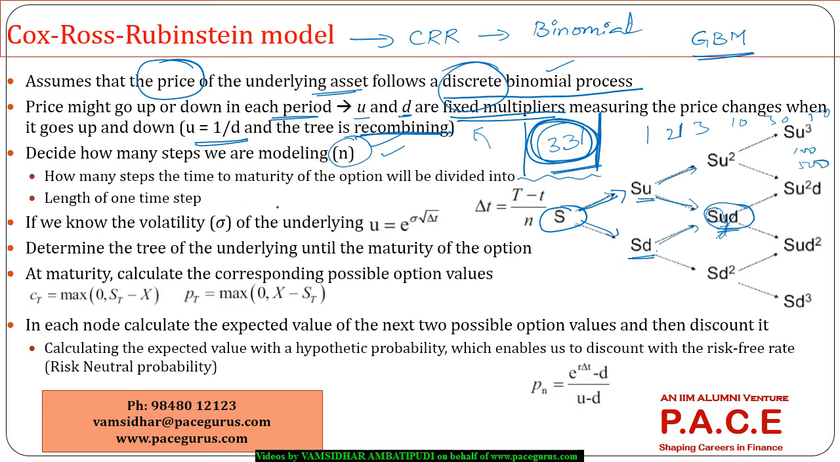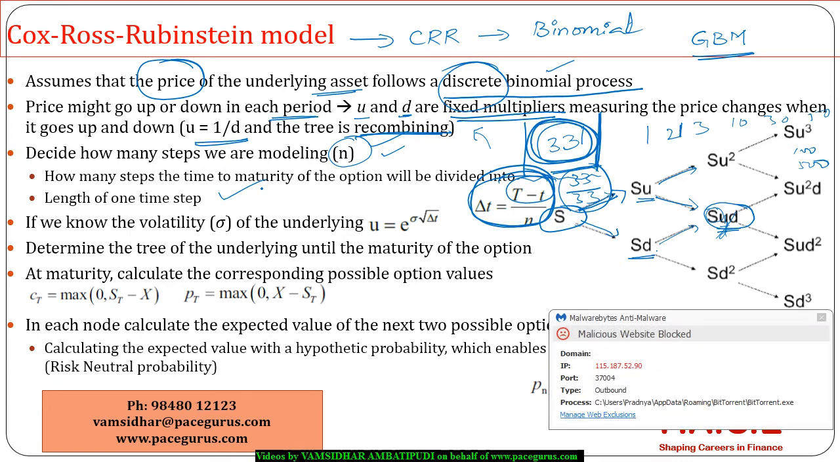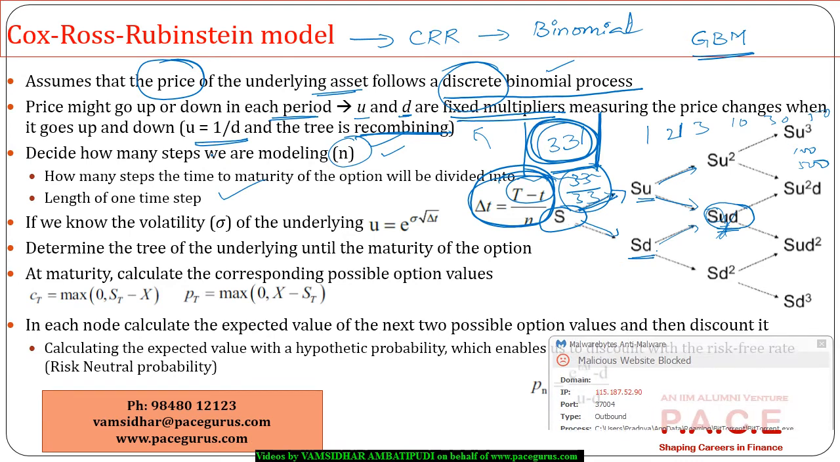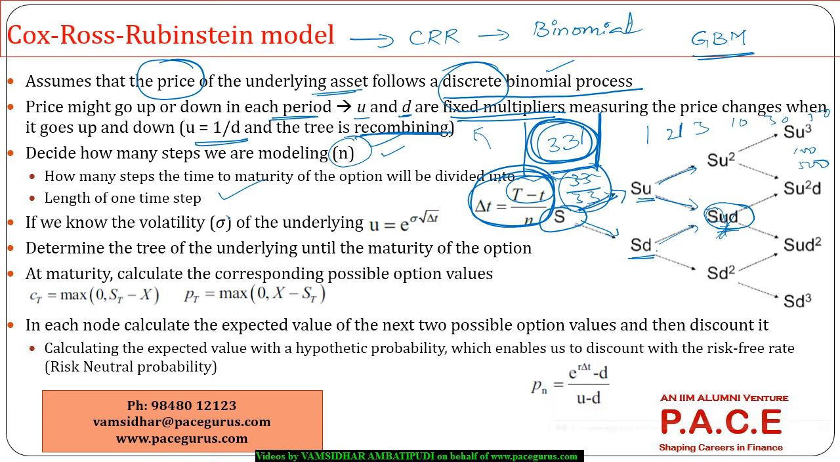So this is where I understand what is the length of each step. The total time to maturity is 33, and depending on the number of periods I want to break it into, let's say I want to break it into 33 periods, which means the size of each period is 1. So I'll be able to get the length of each time step through this process. So this is one more thing I need as an input.